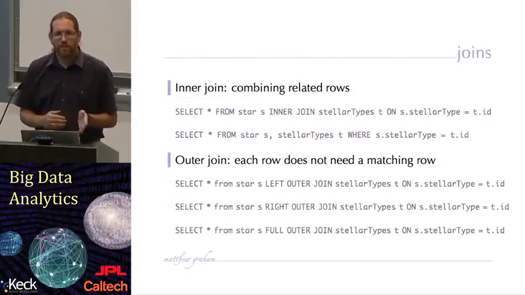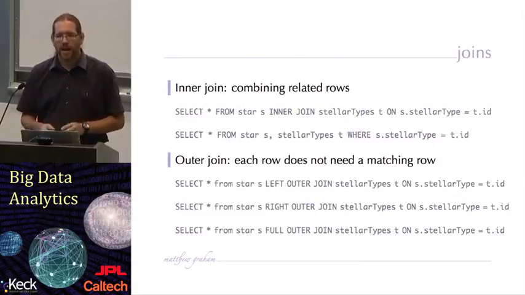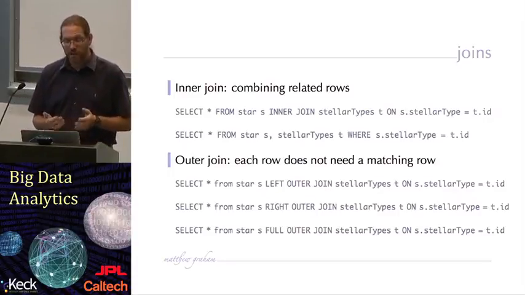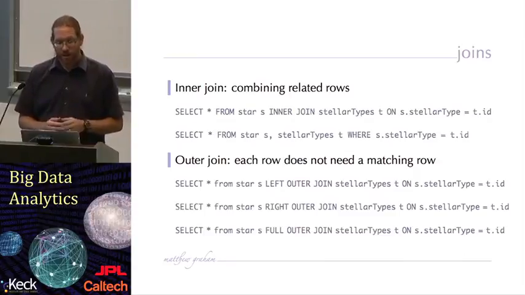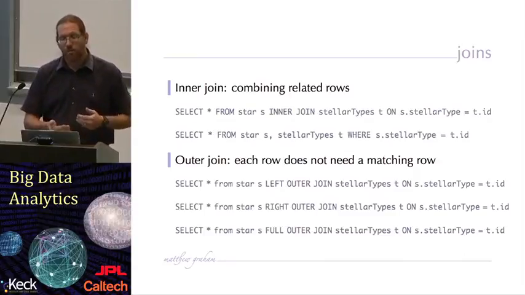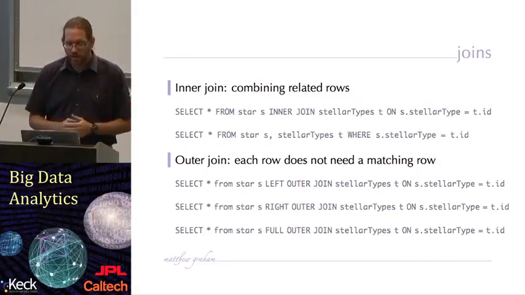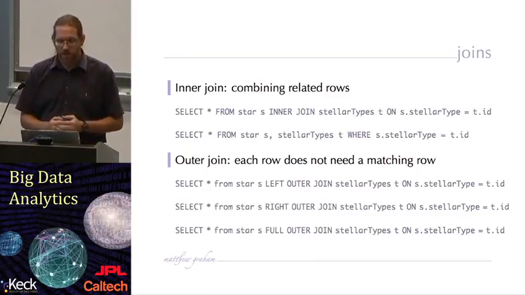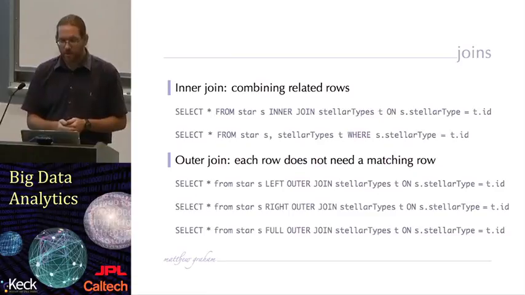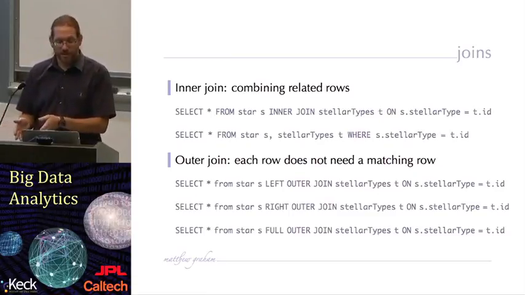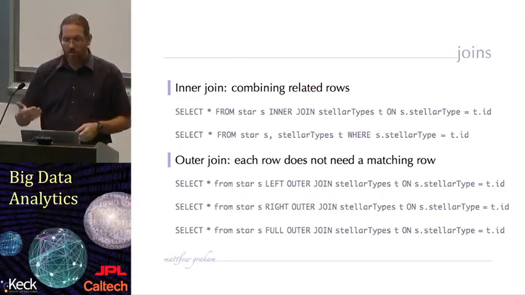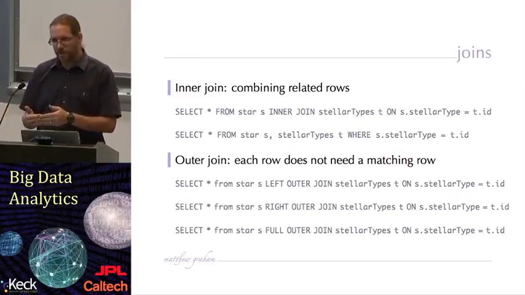Now, it may be that you have information in two different tables and you want to construct a query across those tables. That is what's known as a join. There are a number of types of joins. You have inner joins, which combine related rows, and you have outer joins, where the rows do not need a matching row between the two tables. Inner joins, the first example here, will return all the information from a table star joined with a table called stellar types, and then you give it a constraint to specify the nature of the join.